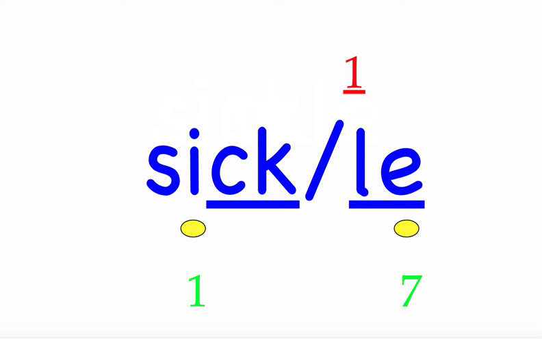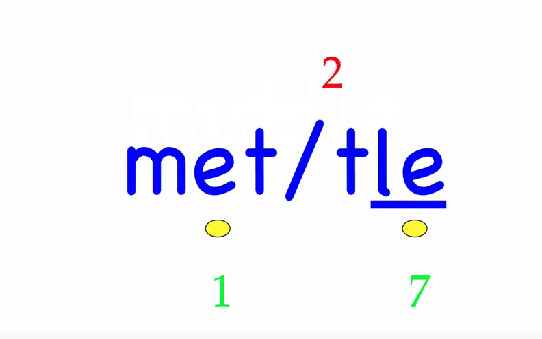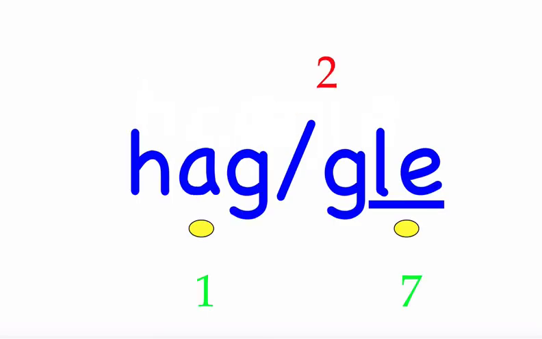Metal. His metal was tested in the contest. Metal. First syllable met, three sounds. M, e, t. Tull, two sounds. T, ul. Met-tull. Mark the word. Row 12, haggle. She did haggle over the price. Haggle. Hag, three sounds. H, a, g. Gull, two sounds. G, ul. Haggle. Mark the word.